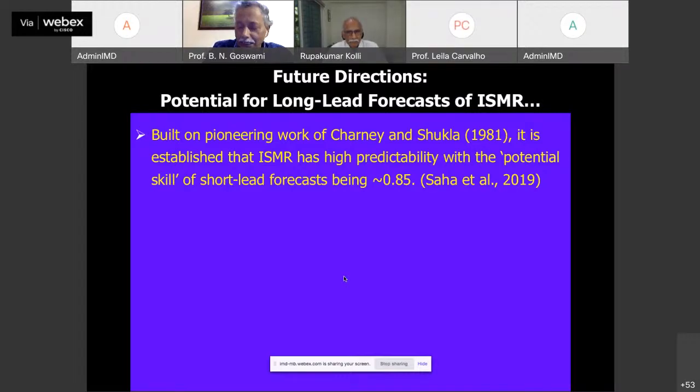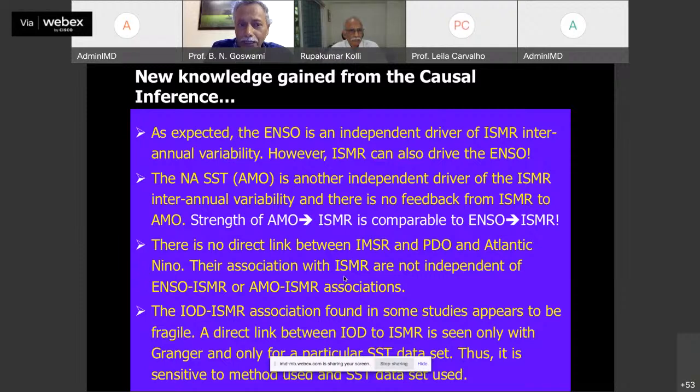Basically, I think it is important that the establishment of this connection with the North Atlantic is now pretty well settled, so we must try to include the North Atlantic forcing in the prediction models. In other words, models must be able to capture the variability in the North Atlantic to improve ISMR prediction.